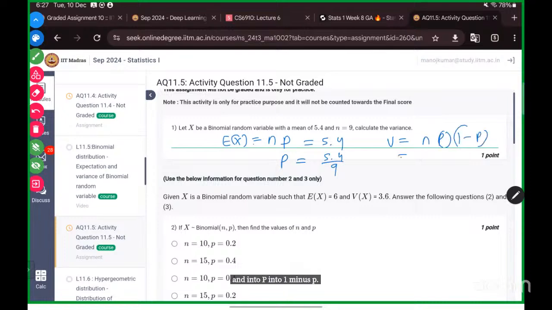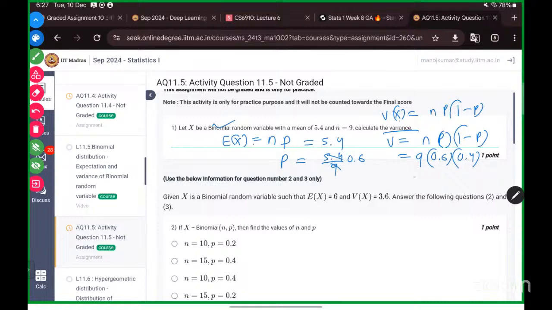So if you put these values, 9, and 5.4 by 9 is 0.6, and this is 0.4. If you do this, you'll get the variance value. That's how you can solve this. So if you solve this, you will get the value. Okay, what is the next question?